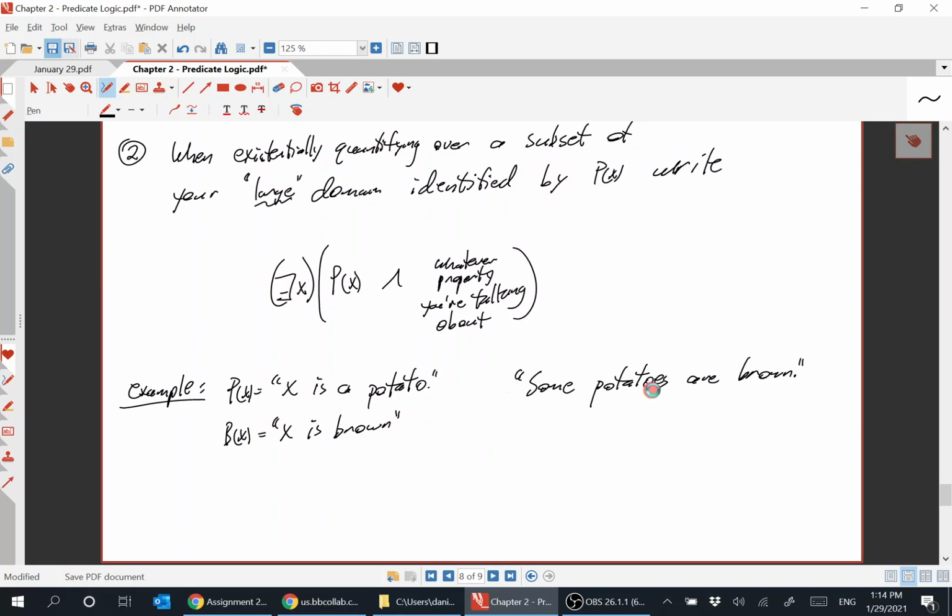Do you guys know the whole controversy about whether there's an E at the end of potato? Probably not. You're probably too young to remember that one.